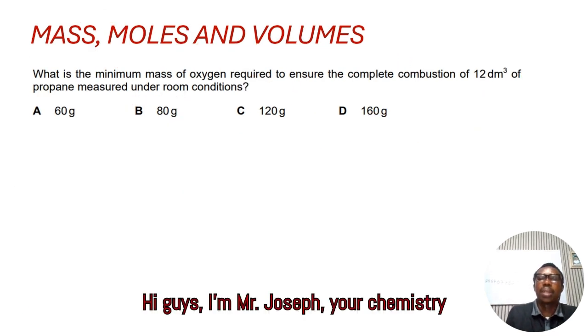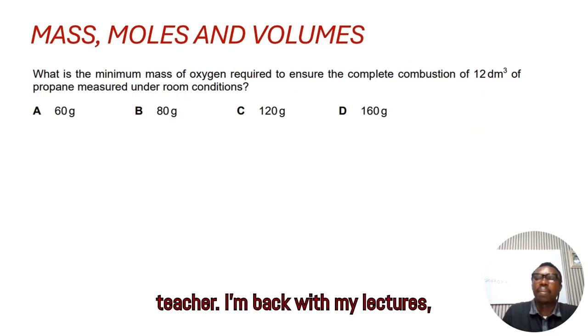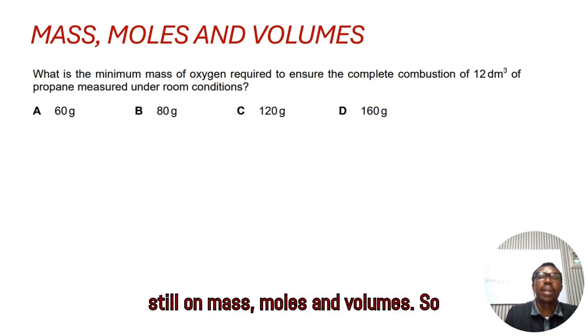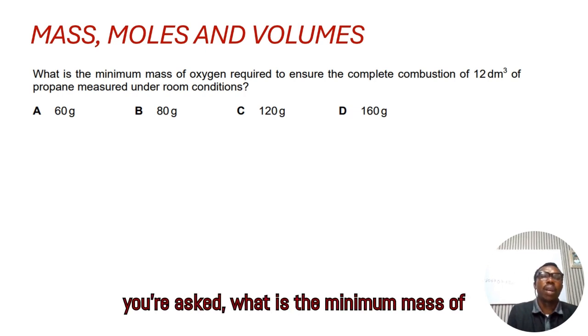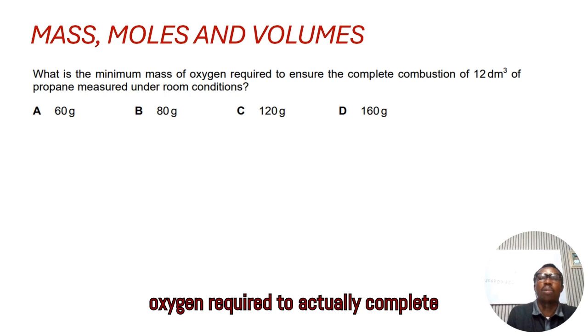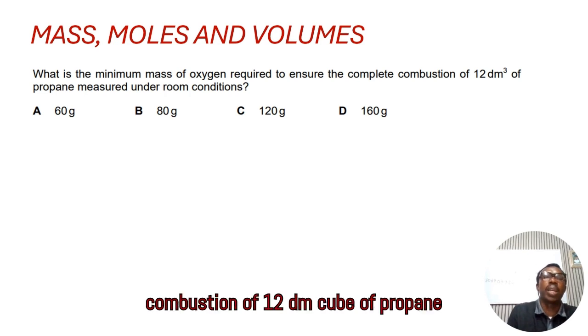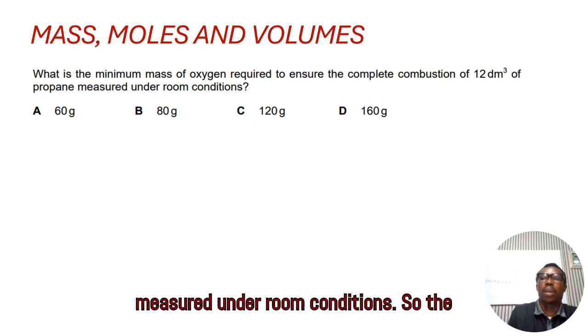Hi guys, I'm Mr. Joseph, a chemistry teacher. I'm back with my lectures, still on mass, moles, and volumes. So before us is a typical examination question. It's an A-level question. So you're asked what is the minimum mass of oxygen required to ensure the complete combustion of 12 dm³ of propane measured under room conditions.